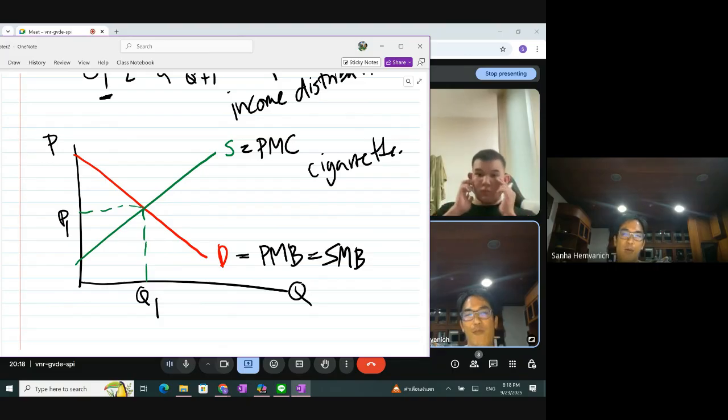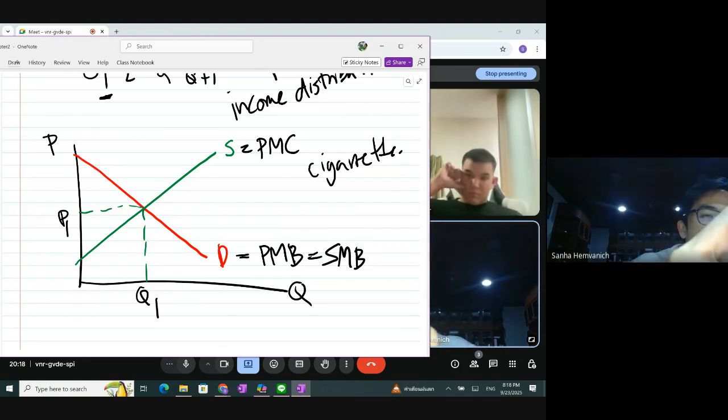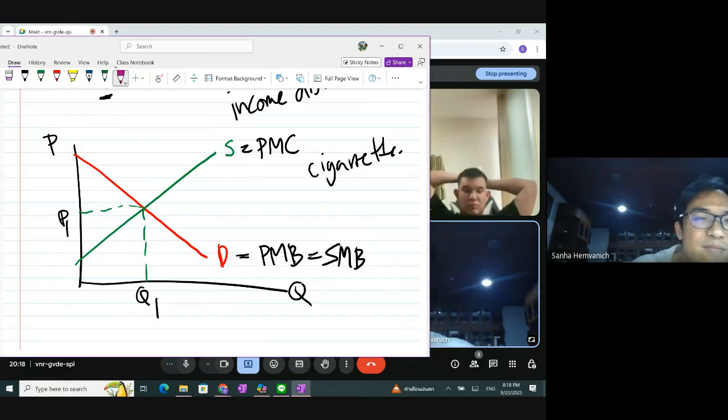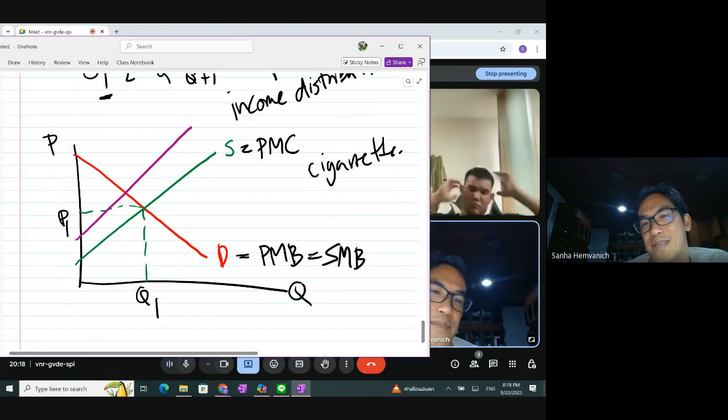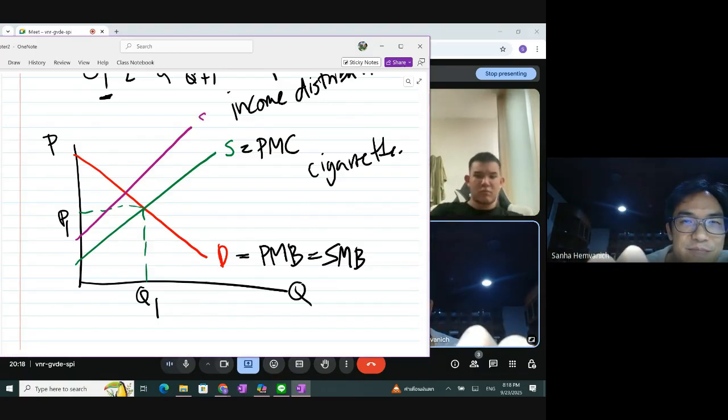In this market, we only care about people who smoke, right? But there will be people who do not like smoke, and their welfare is reduced by the more cigarettes you have, or the more smokers you have in the society. So actually the social marginal cost is higher than the private marginal cost. So this is PMC, this is SMC.